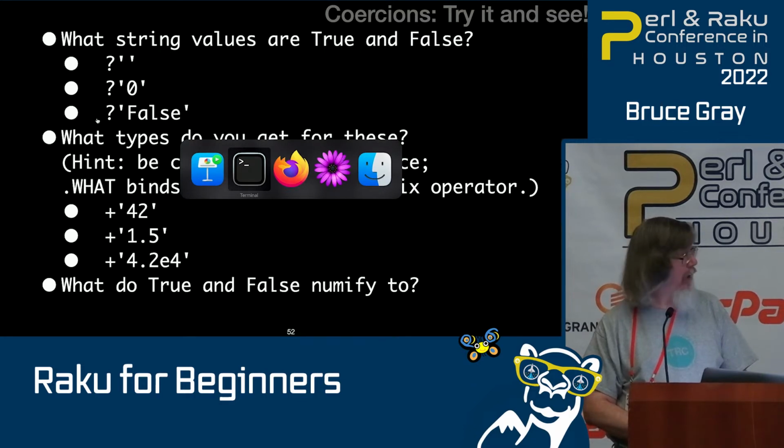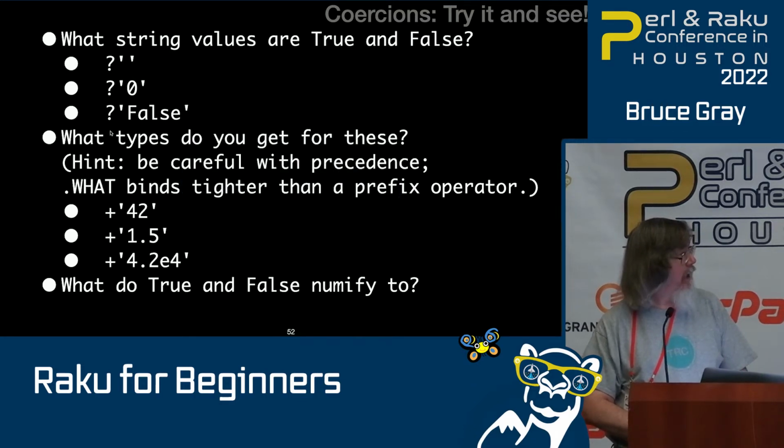Okay, and before I show you that, because of that complication, what types do you get with these? And be careful, because what binds tighter? So if you say plus this dot what, it will run a dot what on all this part and then nummify it. So you need parens around the whole thing, dot what.